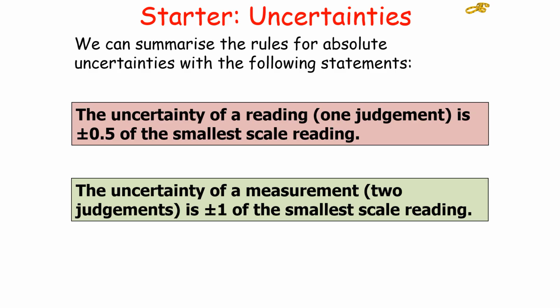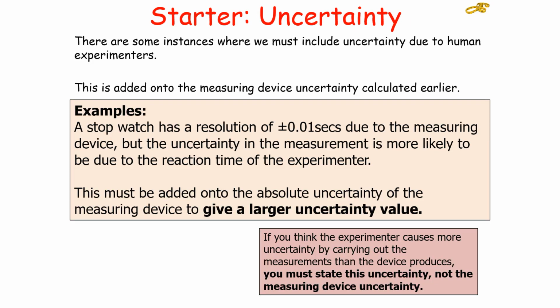So let's have a look now at our second method for calculating uncertainty. There are some instances where you've got to include uncertainty due to a human experimental technique. So this will be added on to the measuring device uncertainty you calculated previously. For example, a stopwatch might have a resolution of plus or minus 0.01 seconds. So because it's a measurement, because you're looking at the stopwatch twice, you would indicate that the uncertainty of this measurement is plus or minus 0.01 because it's the resolution of the device.